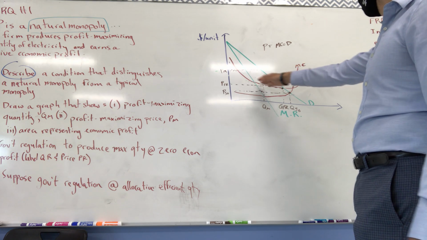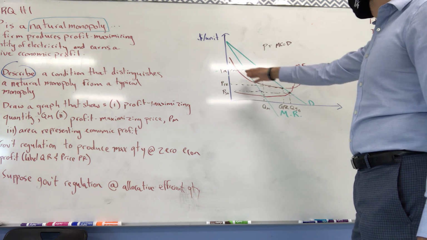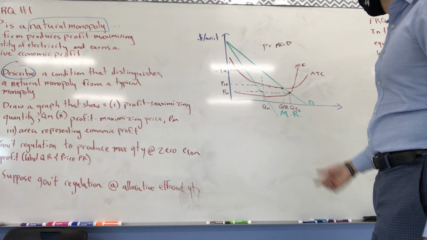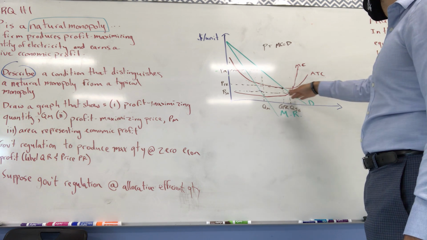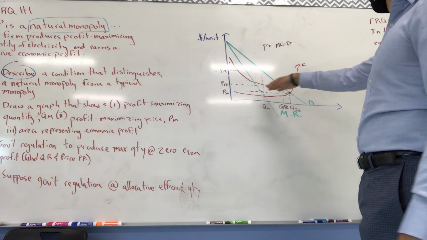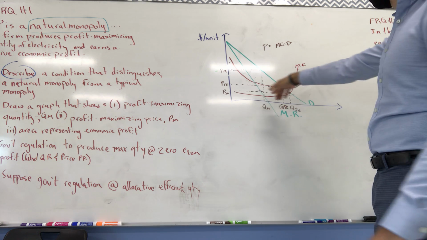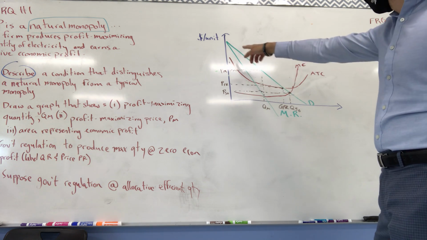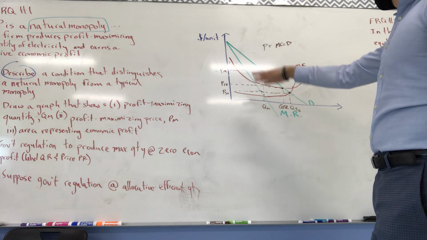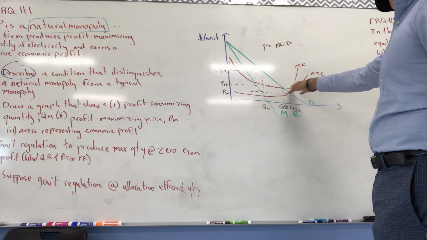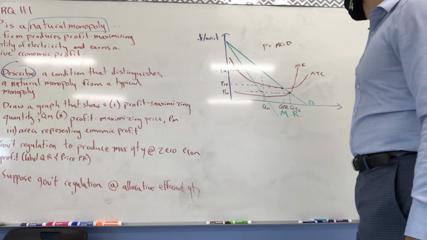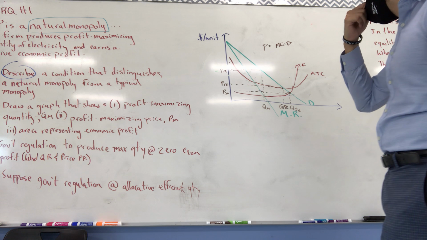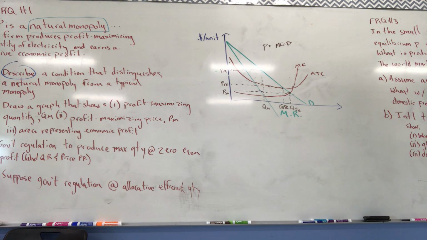And the ATC curve eventually rises, but it takes quite a bit of time, right? It's downward sloping. If this is a long run average total cost curve, it has economies of scale all the way until beyond the demand curve, right? Eventually it has an upward sloping ATC curve. Okay.